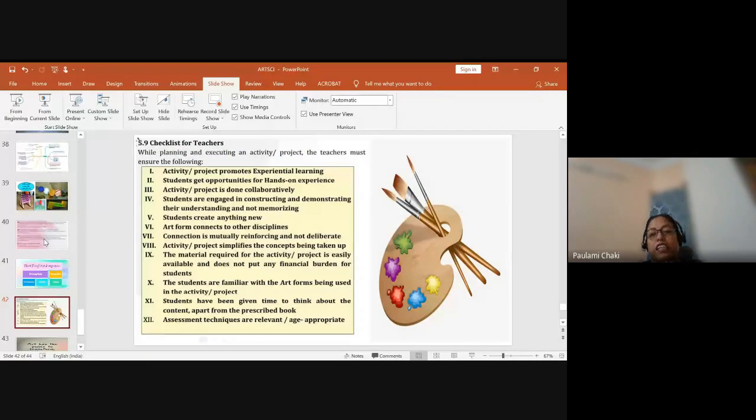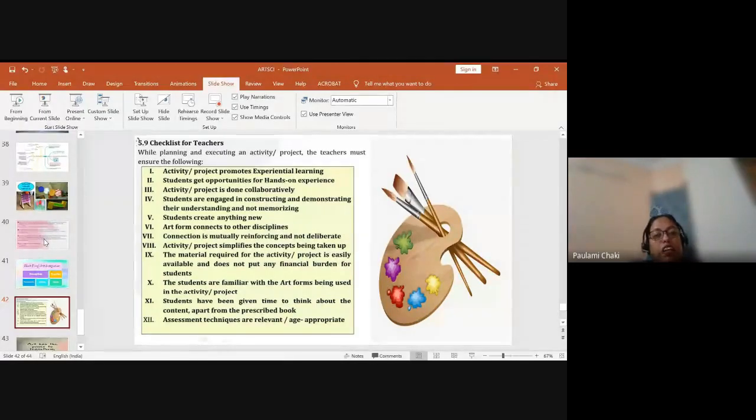So this is the checklist I have taken directly from the CBSE guidelines on art integration. You all have got this checklist. If you don't have it, kindly go to cbse.net and please collect this checklist from there. And you should always go through this checklist before you give any art integrated projects.